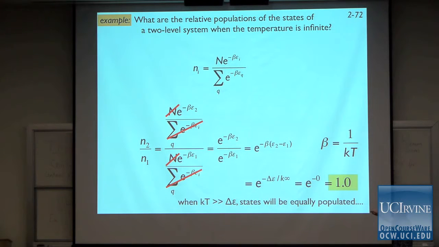If I want to calculate this, I just plug in 1 over kT, but I said T is infinite. That's what that symbol is supposed to represent. And so if the denominator here becomes very large, I'm going to have e to the 0. E to the 0 is 1. So what we conclude is that the population in these two states will be equal.